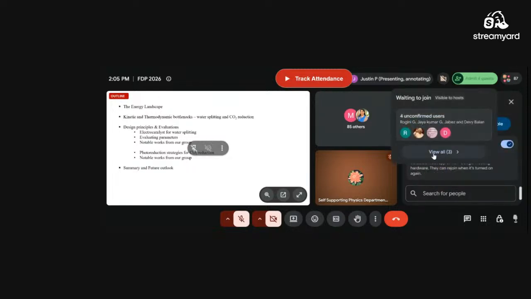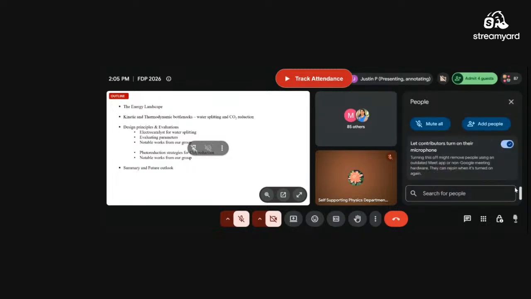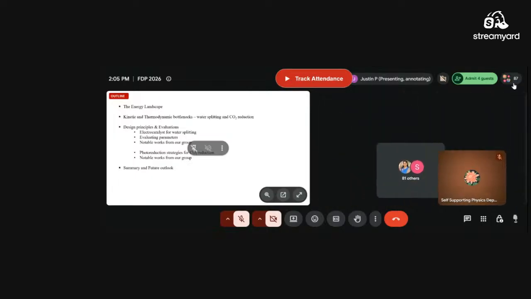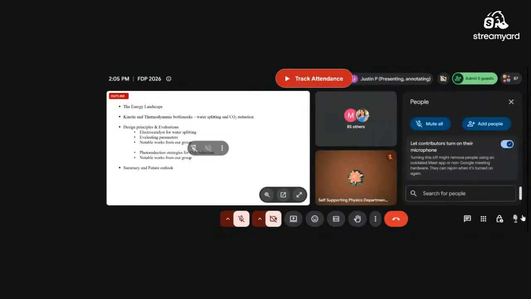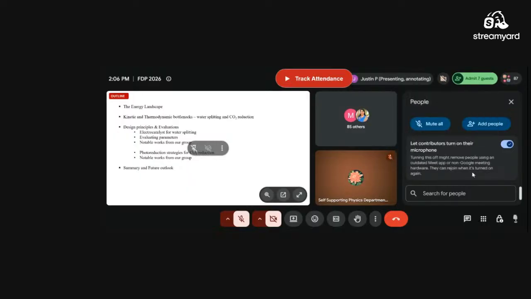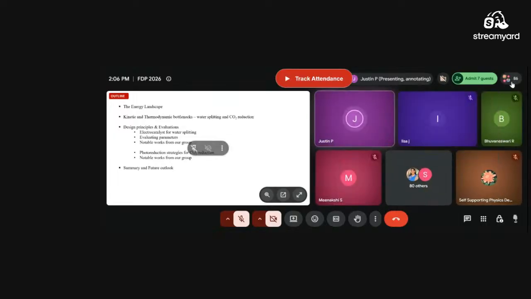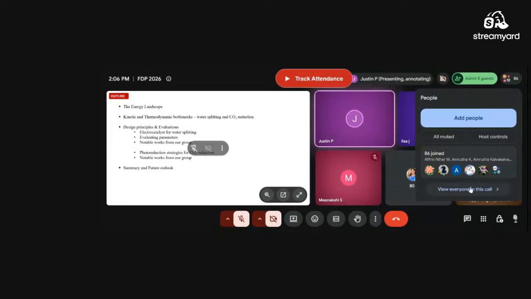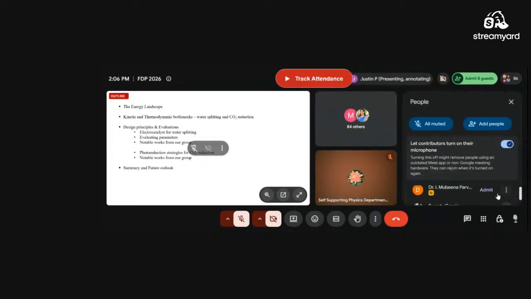We start from the energy landscape, meaning why we need to go for alternate or renewable energy. Next we will discuss the kinetic and thermodynamic bottlenecks. From the discussion of the energy landscape, we will get to know that water splitting and CO2 reduction are mandatory for a futuristic sustainable energy society. In that case, what are the real issues and real hurdles we have? We will discuss that in the second section.